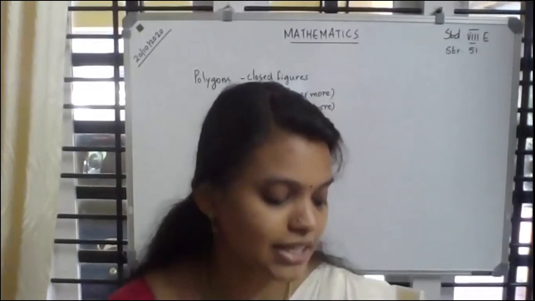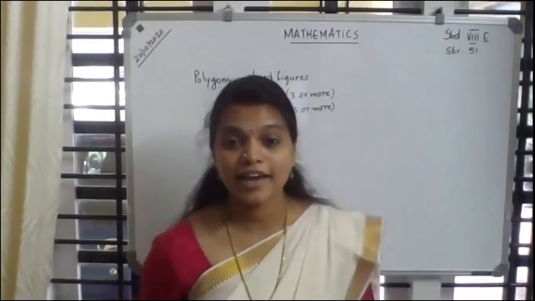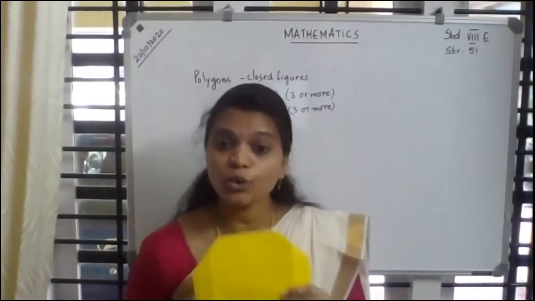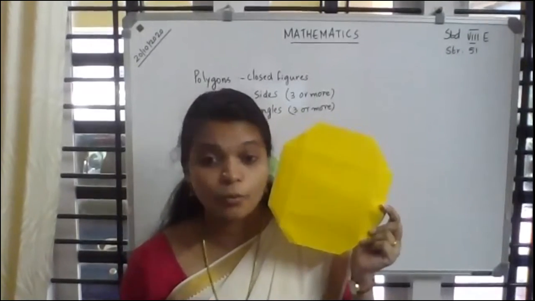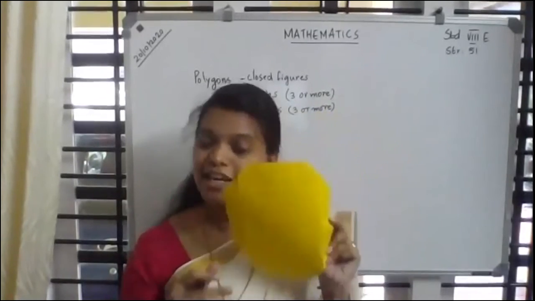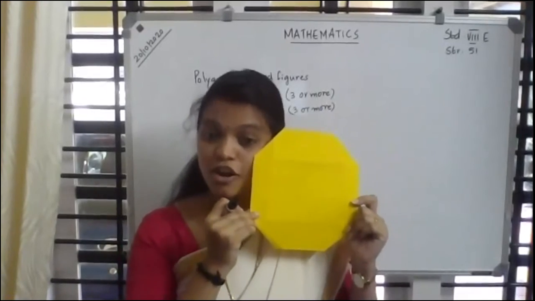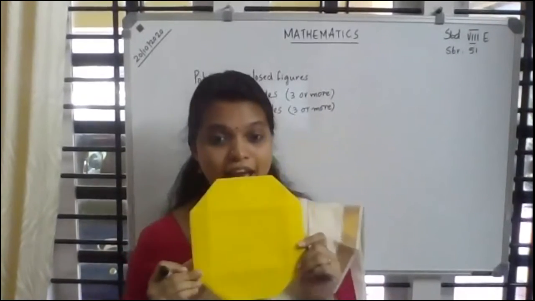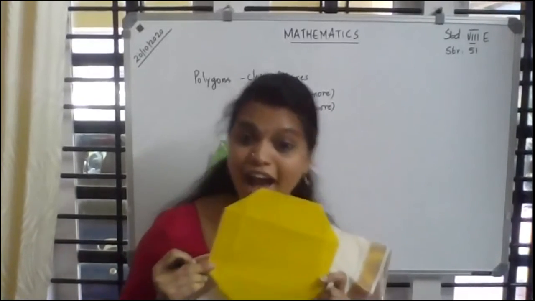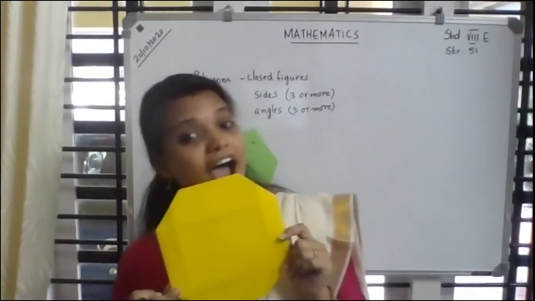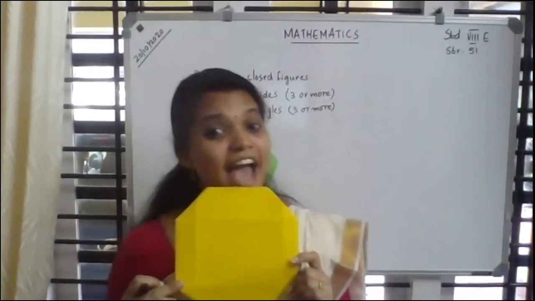It's activity time, isn't it? Go to a mirror and take any of the polygons you wish. I took an octagon, which has how many sides? 8 sides. Now go to a mirror and take the cut out piece of the polygon you wish and say, I am an octagon. I am an octagon. I have 8 sides and I have 8 angles.